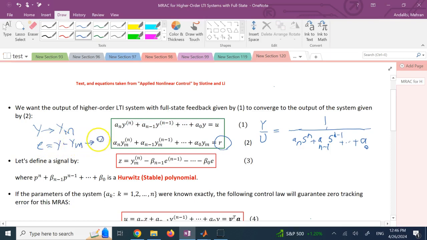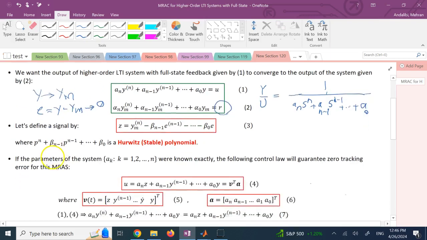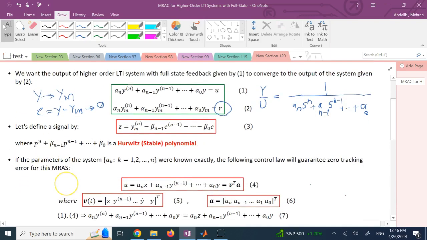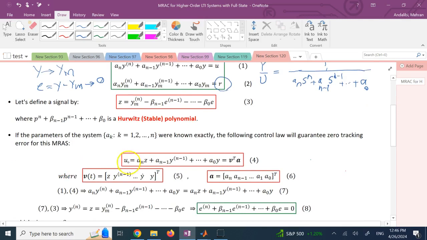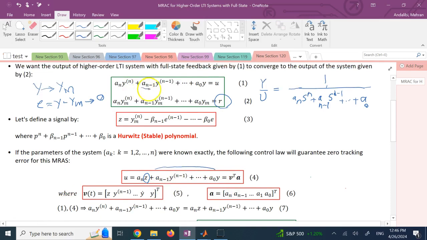So you need to pick a control signal u to make it happen, and the signal that we choose, u, is equal to an times the signal z, which I'll explain in a second, plus all the rest of these terms. The rest of the terms in u are exactly the same as the terms on the left-hand side of the governing ODE, and the goal here is that all of these terms get canceled. The only term that you add is an times z.